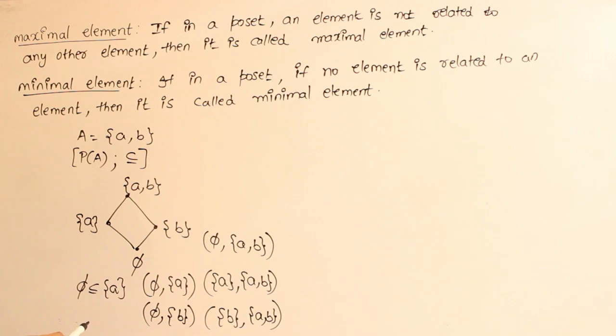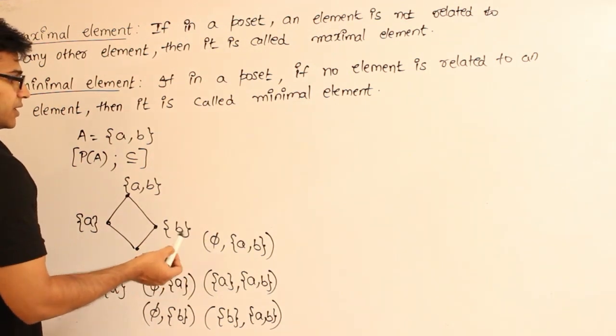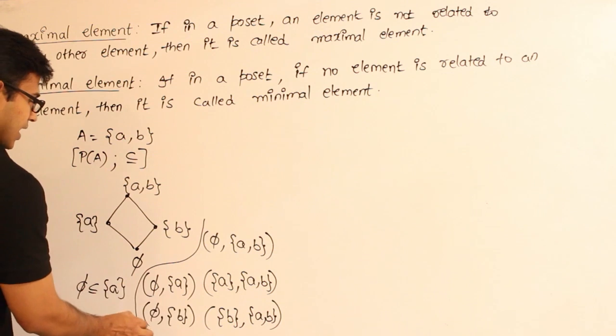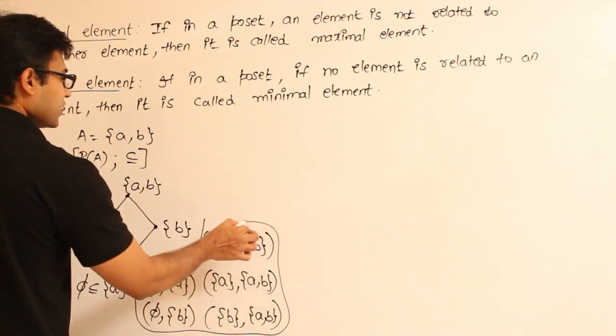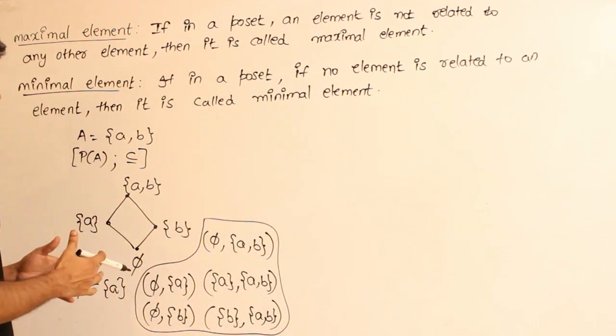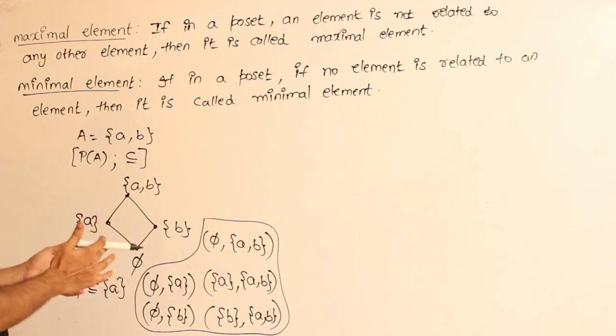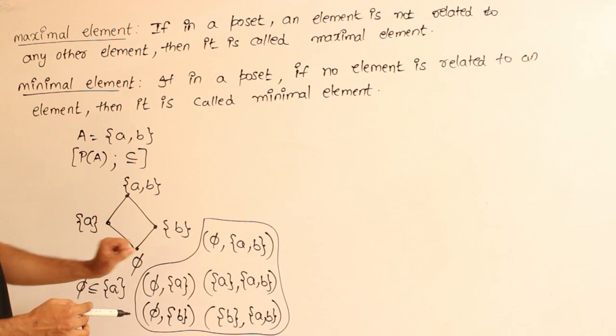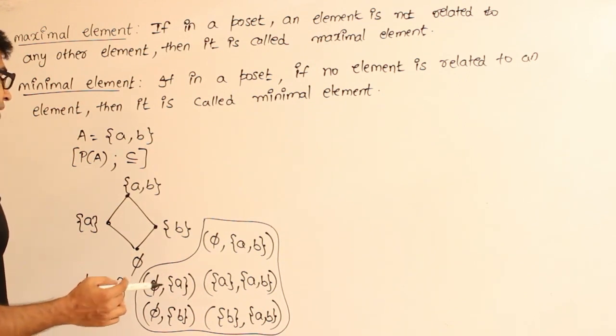Along with this you will have reflexive relations as well. What are the reflexive relations? (phi, phi), ({a}, {a}), ({b}, {b}), ({a,b}, {a,b}). Anyway, just exclude those reflexive relations because they are not relations between two different elements. They are relations between two same elements. Now apart from those reflexive ones, if I write all the relations, it is going to be this, right?